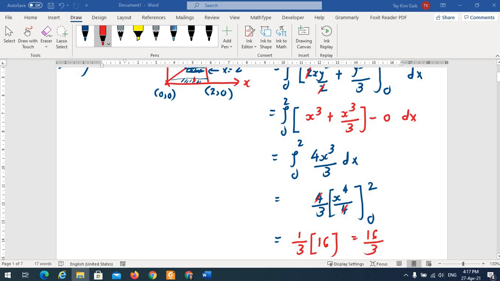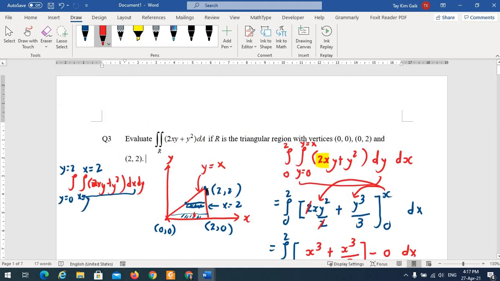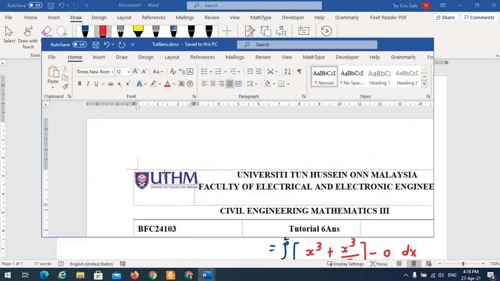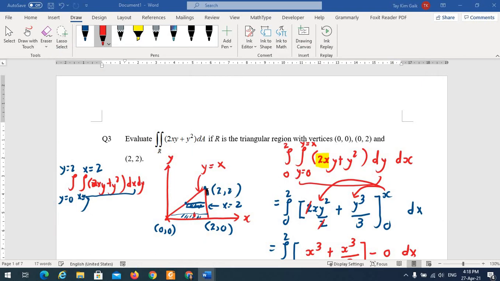Okay, any questions? If no, you can try to double check using dx dy. You should get the same answer. Then we proceed to question number 4.